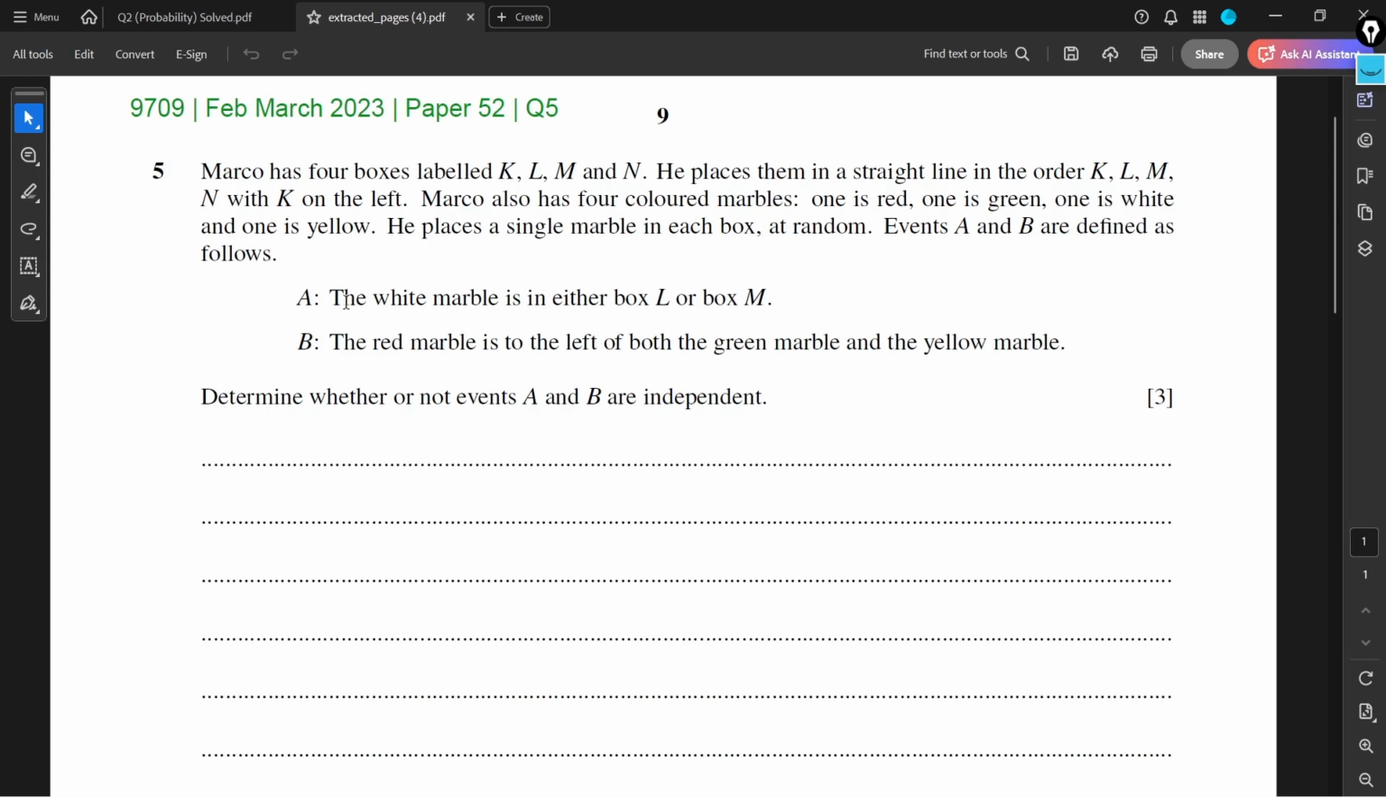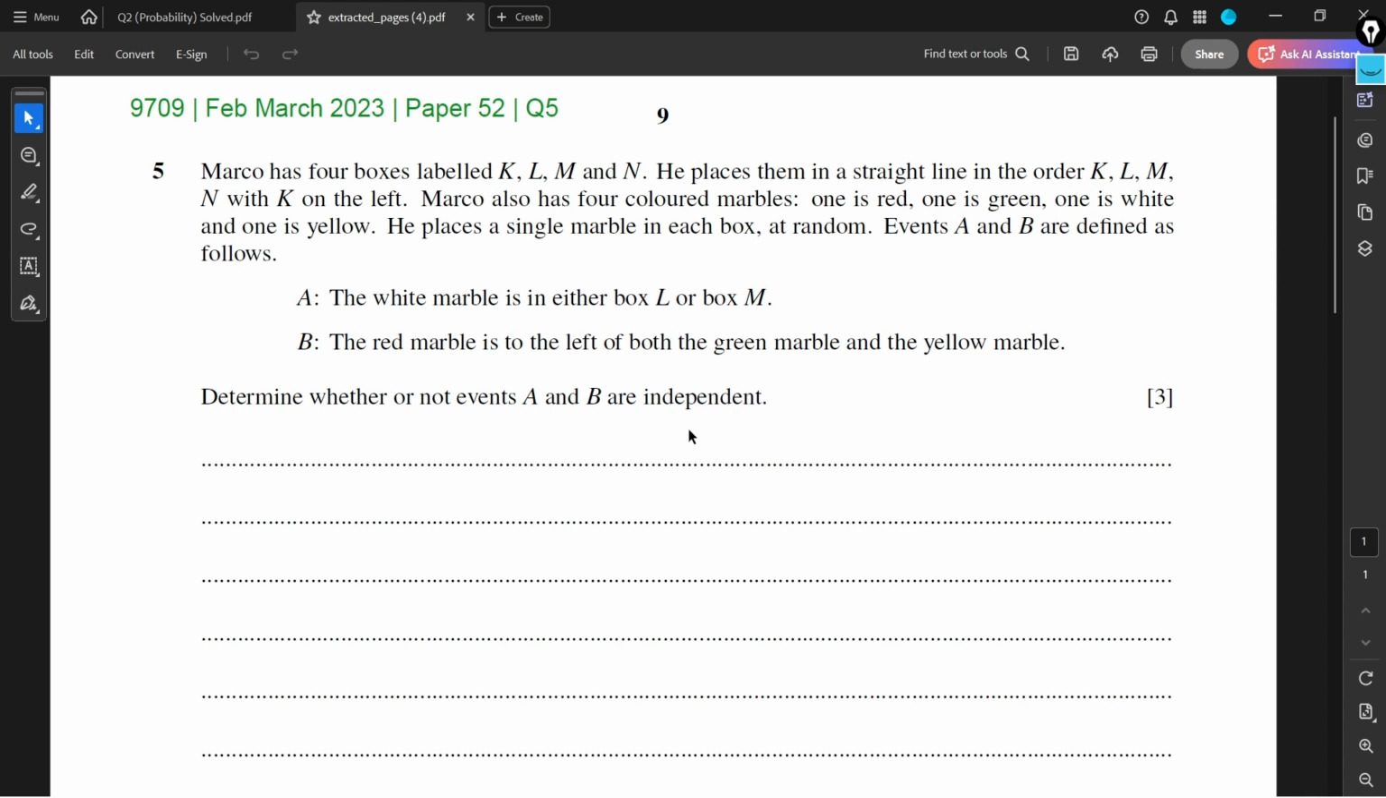Event A is such that the white marble is placed either in the box L or M, and event B is such that the red marble is always to the left of both the green and the yellow marble. Now we have to determine whether or not the events A and B are independent.